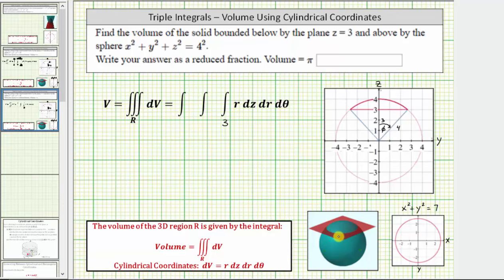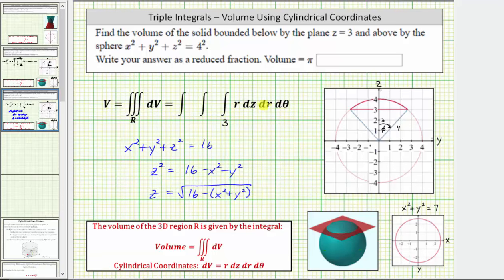The upper limit of integration for z is going to be determined by the sphere, which we know has an equation x squared plus y squared plus z squared equals 16. If we solve this for z, we have z squared equals 16 minus x squared minus y squared. And therefore z is equal to the square root of 16 minus x squared minus y squared. But let's write that as minus the quantity x squared plus y squared.